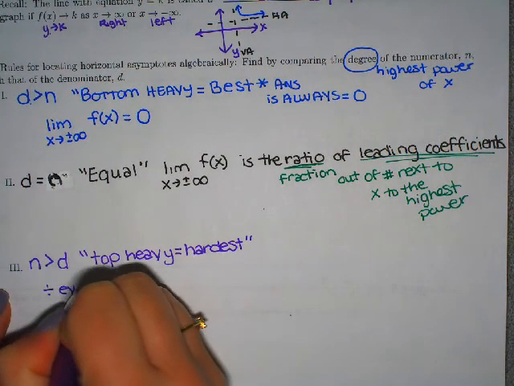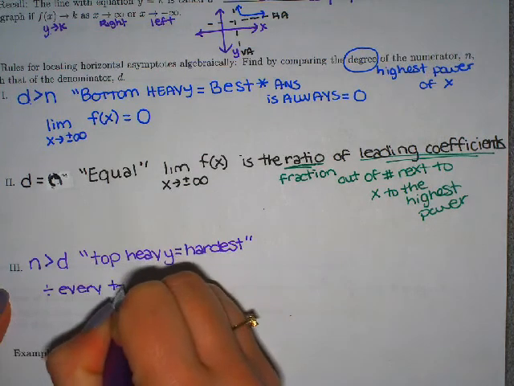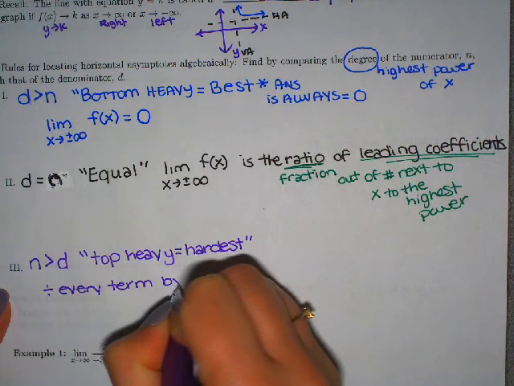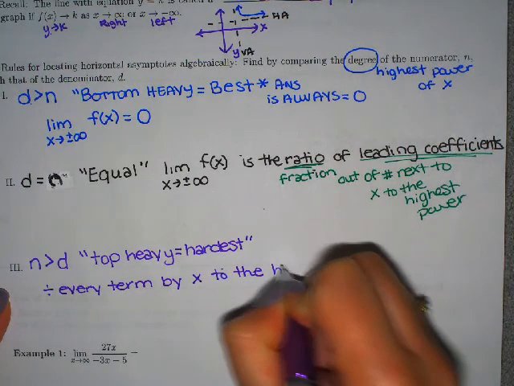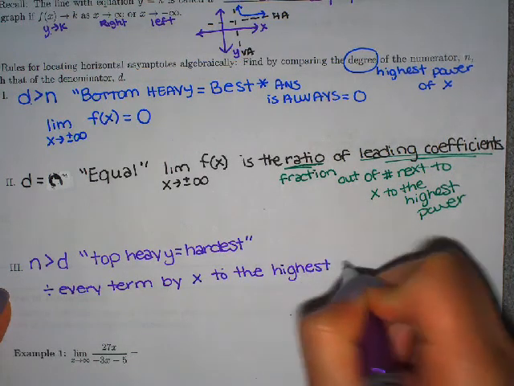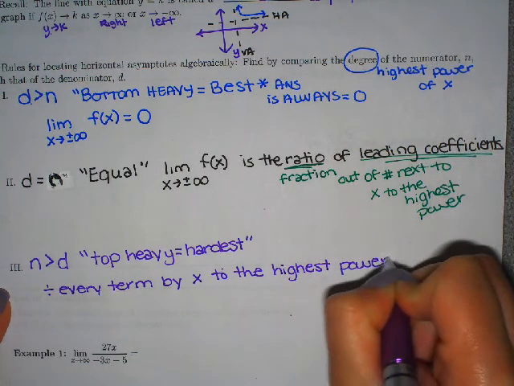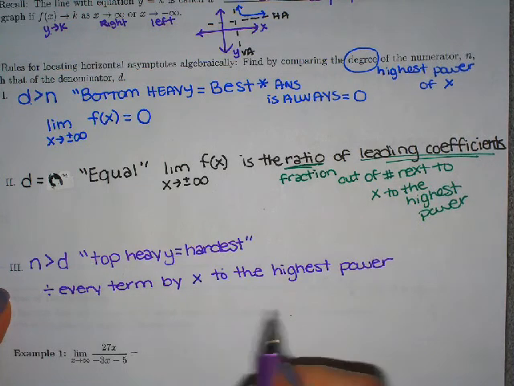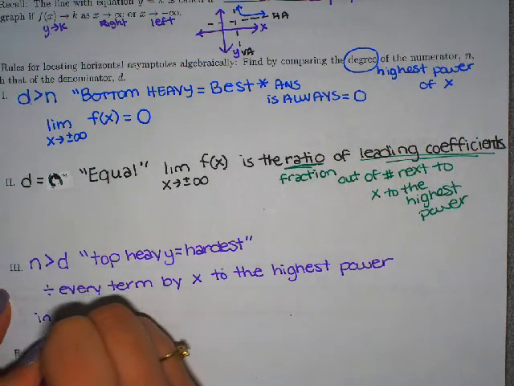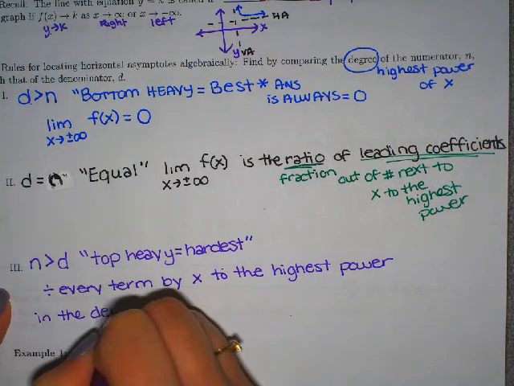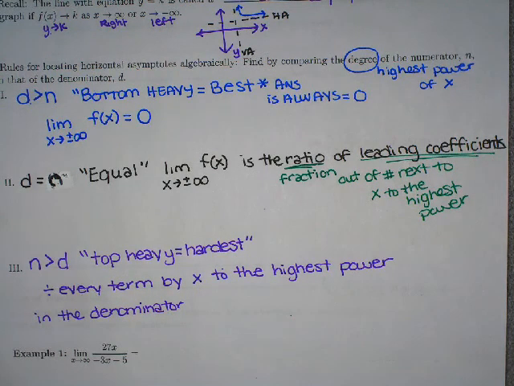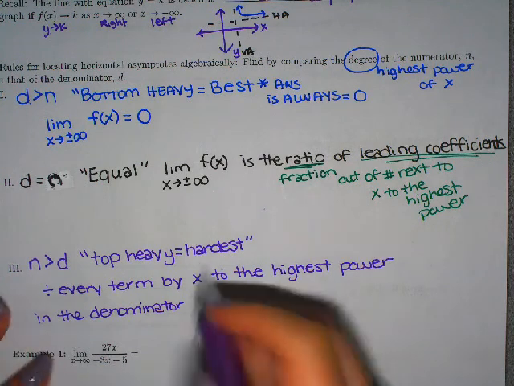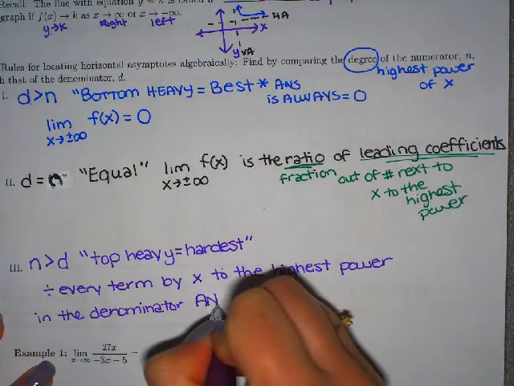So to find our answer, we would divide every term by x to the highest power in the denominator. So this is the hardest one, just because it's the first one we have to do work on. We're going to divide every single term by x to the highest power in the denominator.